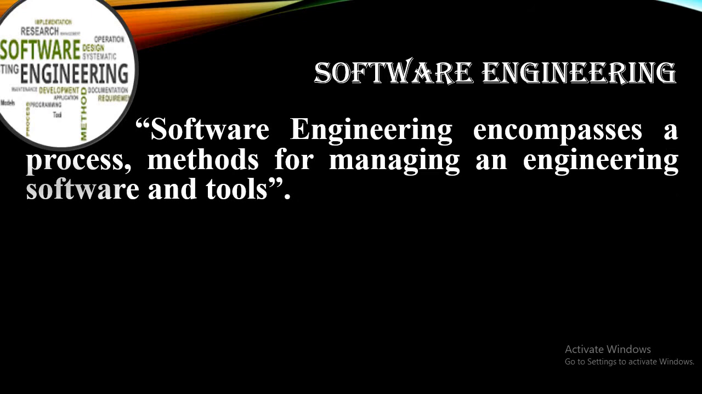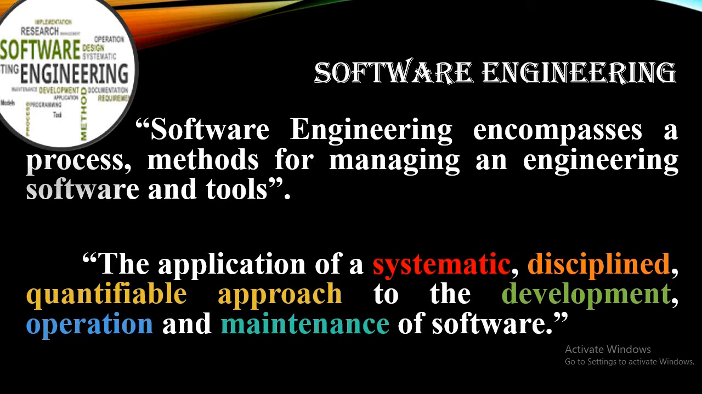After knowing what is software and what is engineering, let's come to the definition of software engineering. Software engineering is nothing but that which encompasses a process, methods for managing and engineering software, and tools. The same definition is redefined by IEEE, and the IEEE definition says something like this: it is a systematic, disciplined, quantifiable approach to the development, operation and maintenance of software. So software engineering is the application of a systematic, disciplined and quantifiable approach in the development, operation and maintenance of software. This is the definition of software engineering.